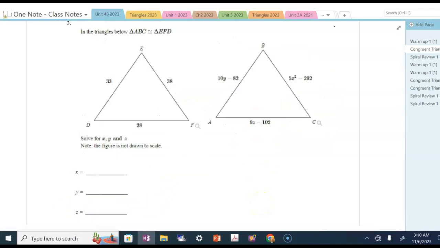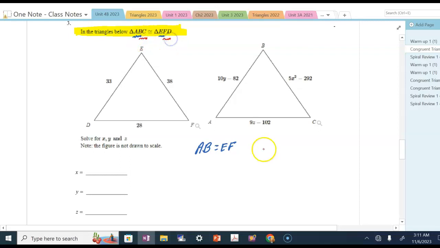If you look at problem number 3, this time we switched. Instead of giving you angles, I gave you sides. So when we look at the congruent statement at the top, we have to match up the letters. First 2 letters to the first 2 letters, second 2 letters to the second 2 letters, and outside letters to outside letters. So I have to say AB is the same as EF.